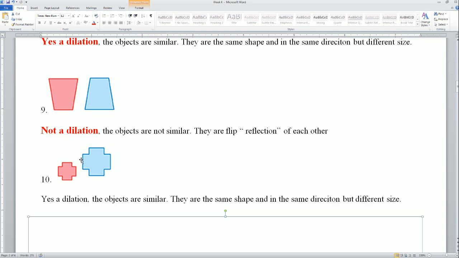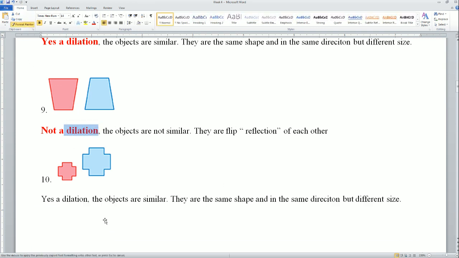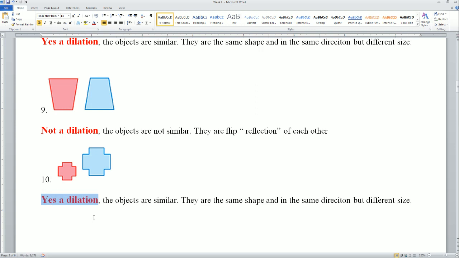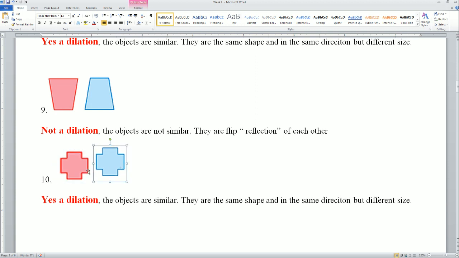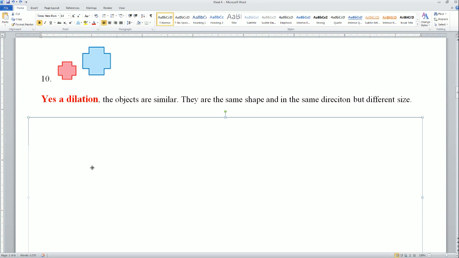10. I would say this is a dilation because the objects are similar, they are the same shape and in the same direction but different size. So here's the blue. I'm going to enlarge the blue real quick. Boom. Sorry, I'm going to enlarge the red. Do you see how the red is exactly the same size and shape as the blue? So that process shows that they are the same shape and in the same direction. So I would say yes, that is a dilation.